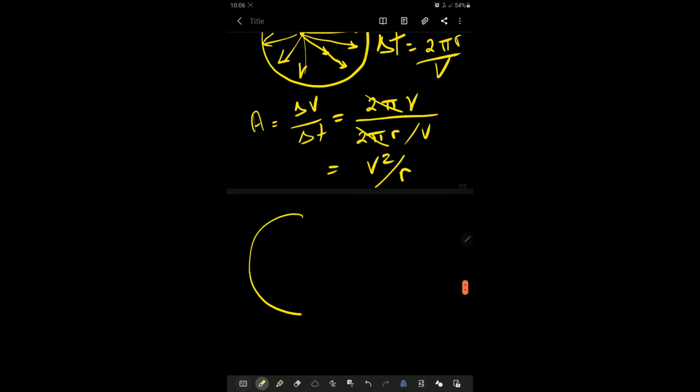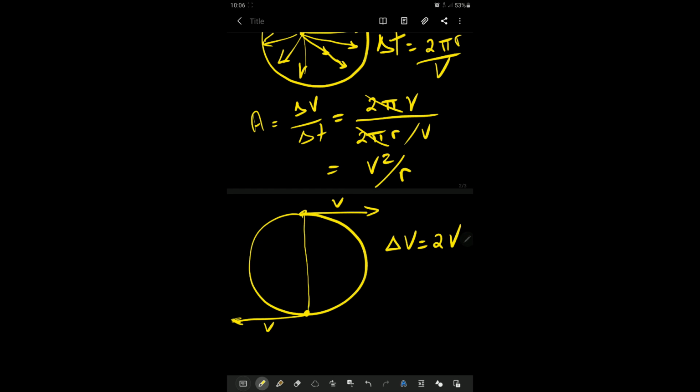We can think of the circle here, and we just take two vectors, one here, v, one here, and this will be minus v, it's still direction. So the delta v in this case is 2v. That's easy enough. Goes from plus v to minus v. Now, we're not considering all the vectors, we're just considering two vectors. So what we have here is 2r, there's the distance between the 2 points.